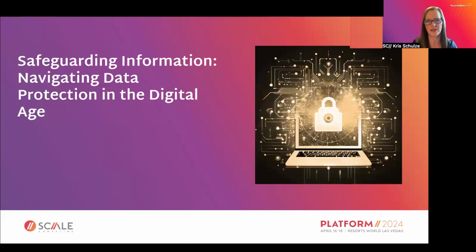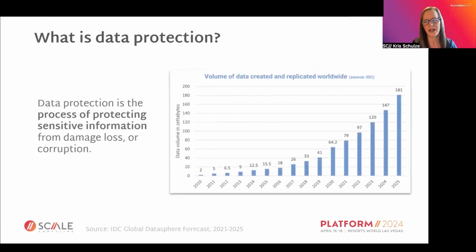So what is data protection? Simply put, data protection is the process of protecting sensitive information from damage, loss, or corruption. As the amount of data being created and stored has increased at an unprecedented rate, making data protection a priority is crucial for continuing business operations.